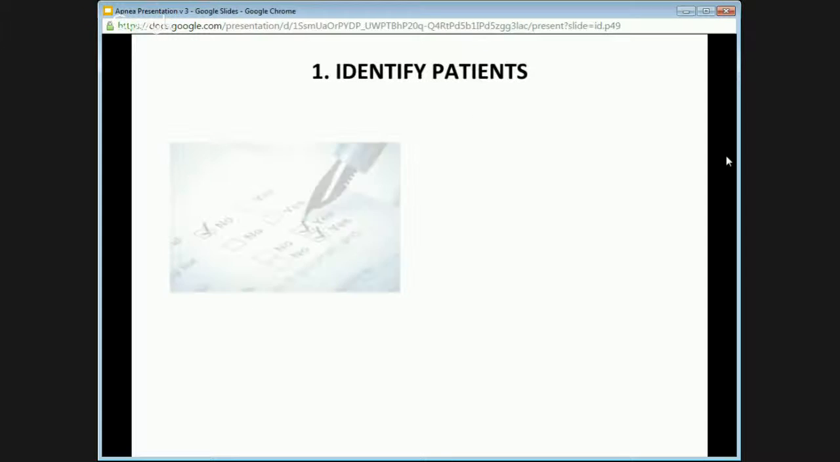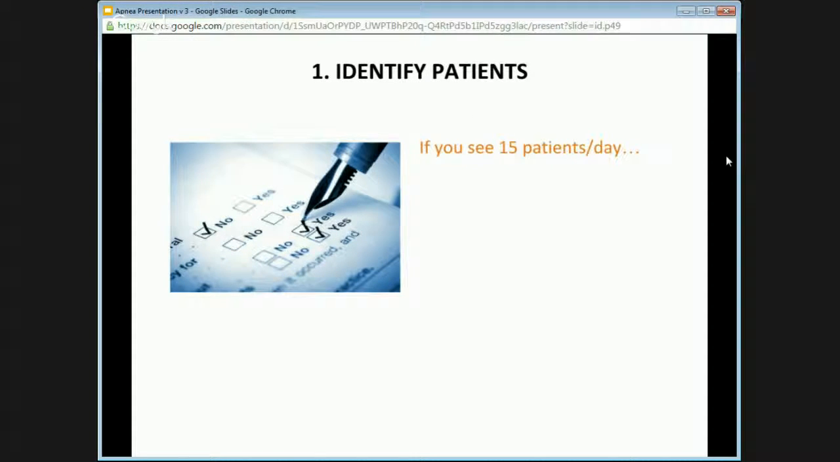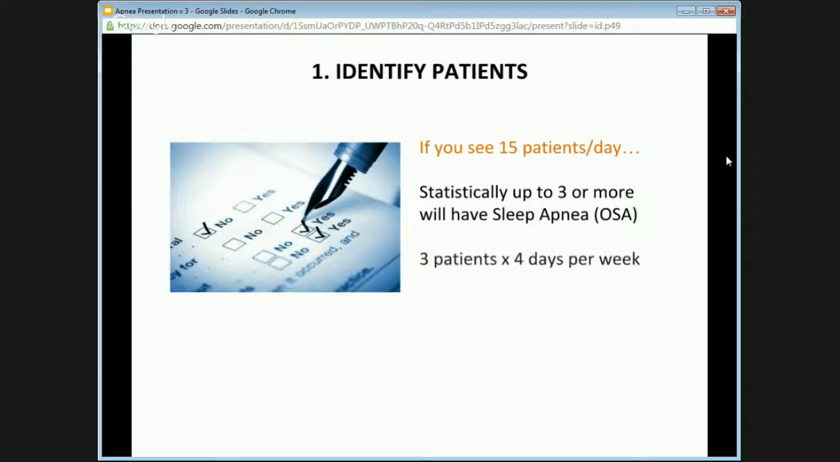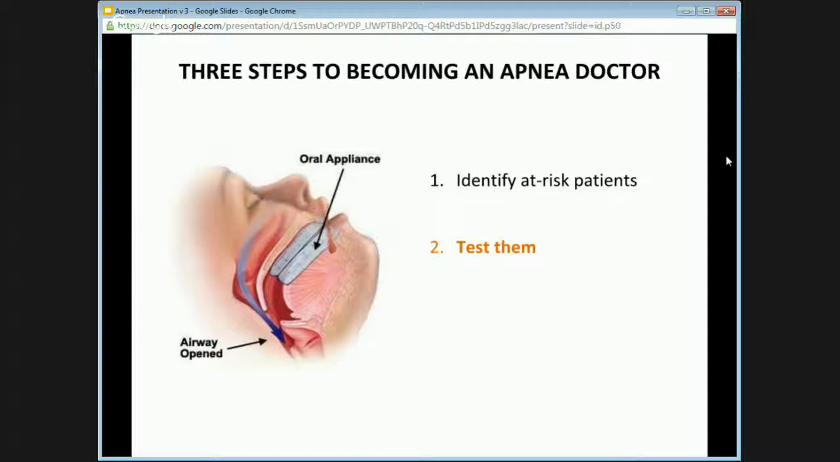All right. So when you identify your patients, you see up to 15 to 25 patients a day. Typical office sees 15. That's 3 or more patients every single day that are walking into your practice that have sleep apnea. And that means you see about 12 to 15 patients a week that have sleep apnea, 40 to 50 patients a month. Are you helping them? Please do.